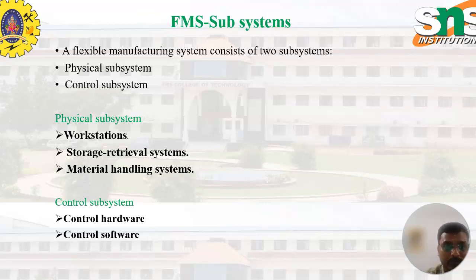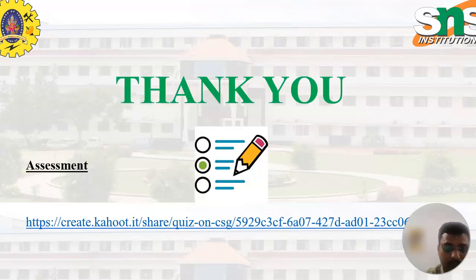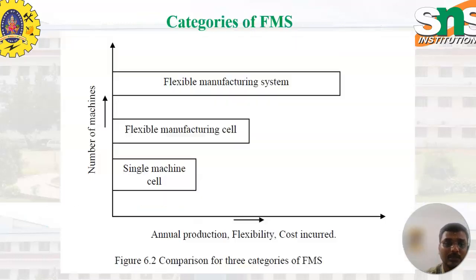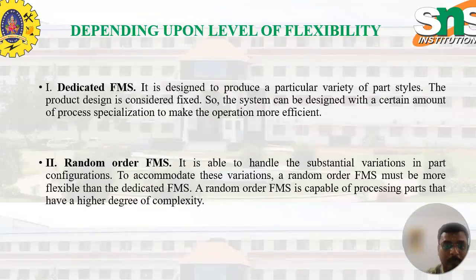We have two subsystems called the physical subsystem and the control subsystem. The physical subsystem is the workstation, storage and retrieval system, and material handling system. The control subsystem is the control hardware and software. This is the flexible manufacturing system introduction.